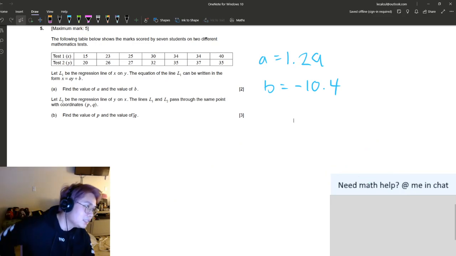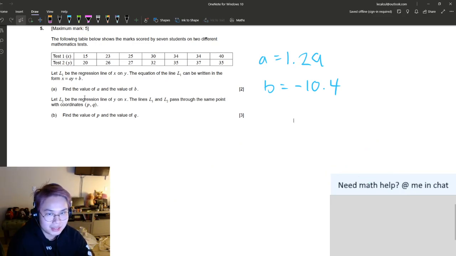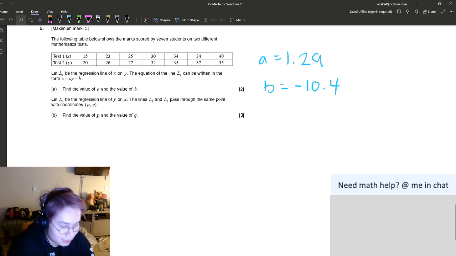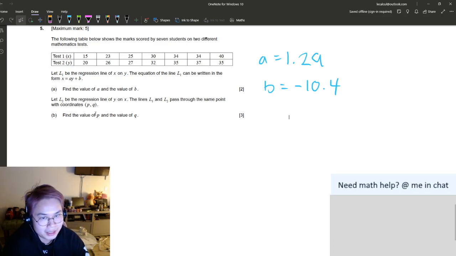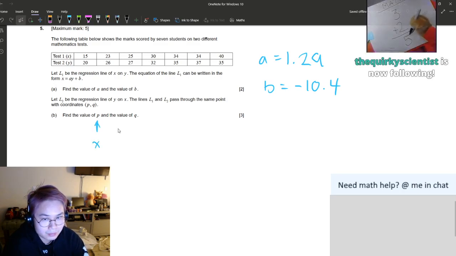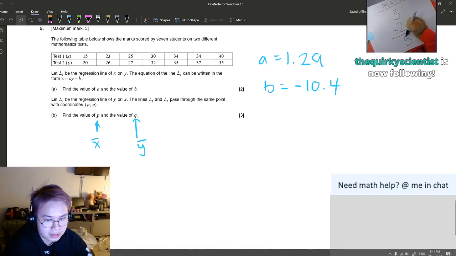And if you're not convinced, what you can do is a second regression with x and y, and then you'll have proper values for line number 1, line number 2. You can graph it, you can find the intersection, but either way, p is going to be this mean. P and q will be the averages of each list.